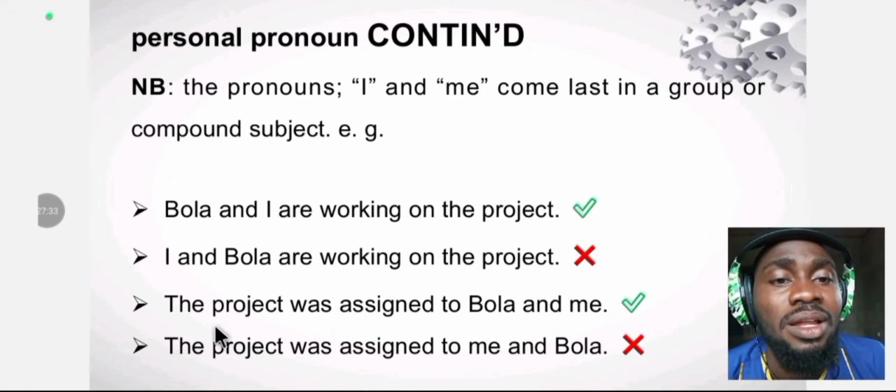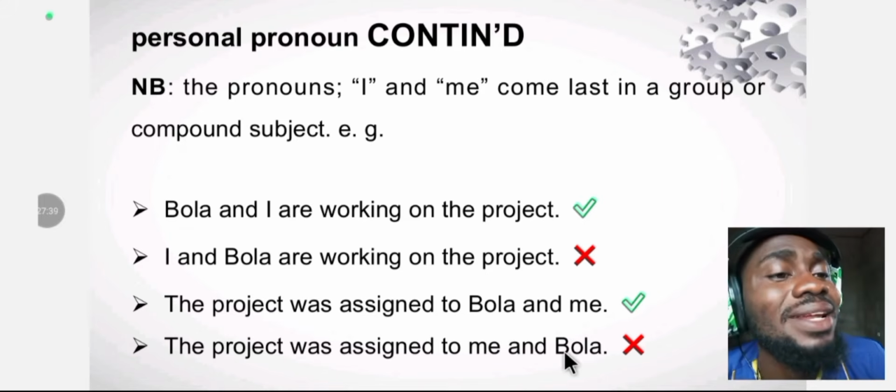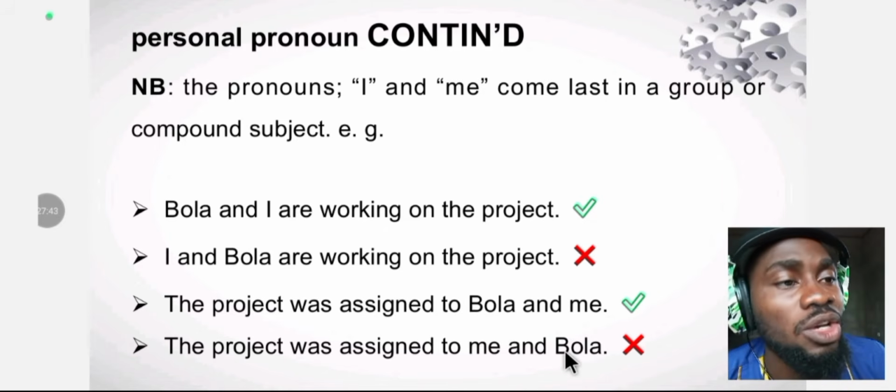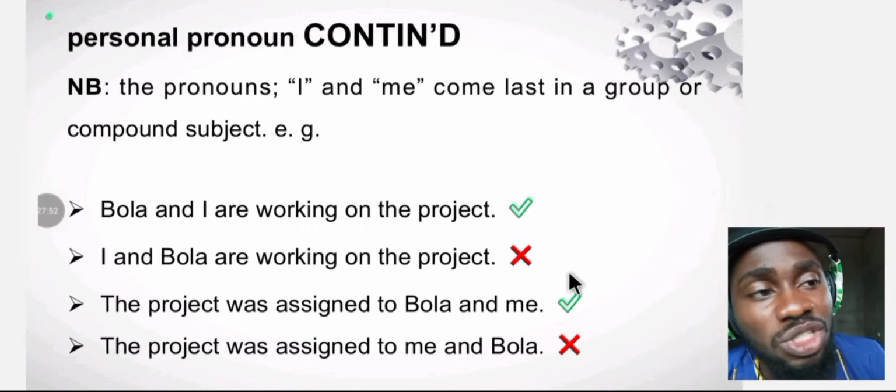Okay, let's look at this other example. The project was assigned to me and Bola. Wrong, because me should come last in the compound subject or the compound object in this case. With this, we are done with personal pronouns. Let's move on to the next, which is relative pronouns.